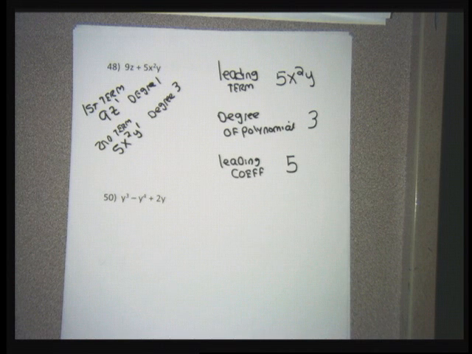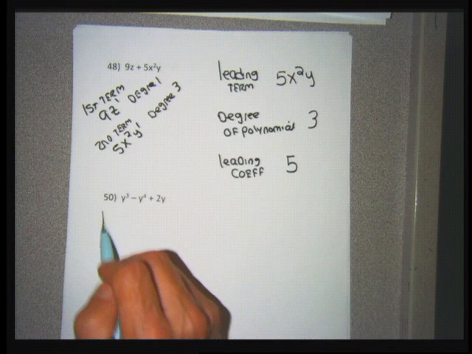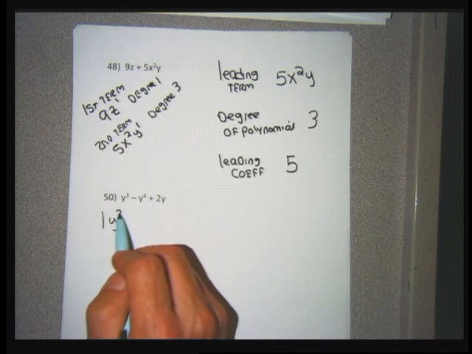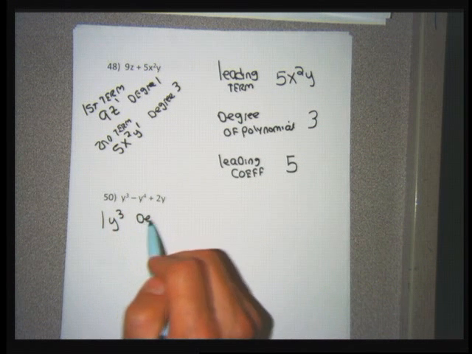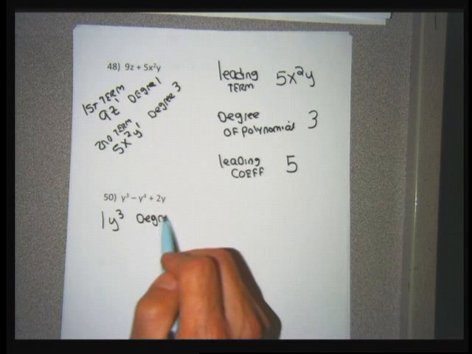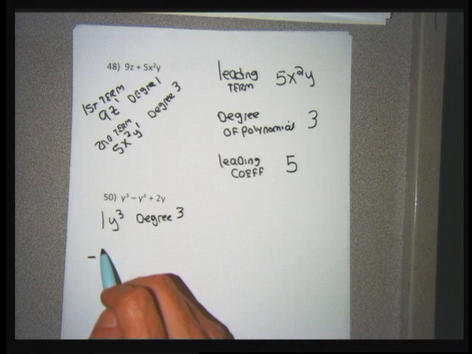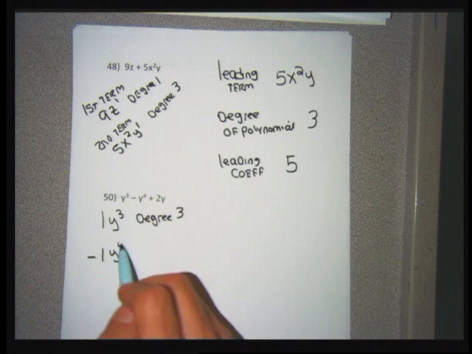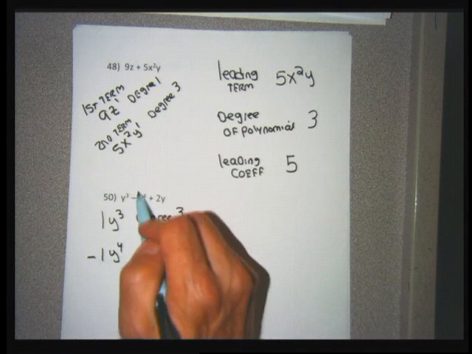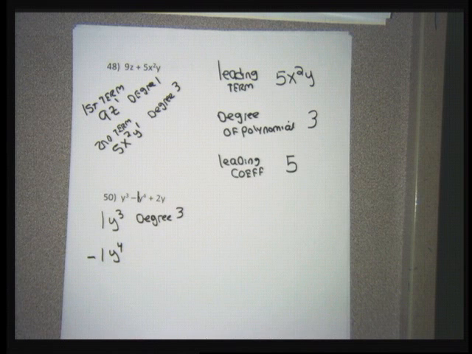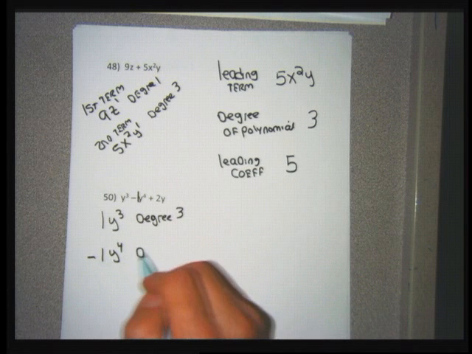When I look at 50, the first term is 1y cubed. It has a degree of 3. And then the second piece, the negative y to the fourth, I'm going to consider that negative 1y to the fourth, because you could always push a 1 in front of a variable if there's no number written there. That has a degree of 4.